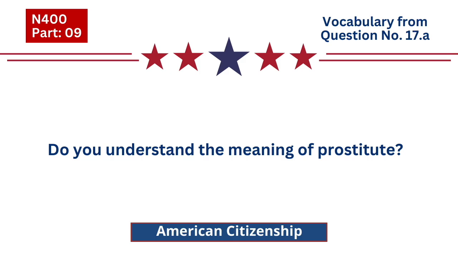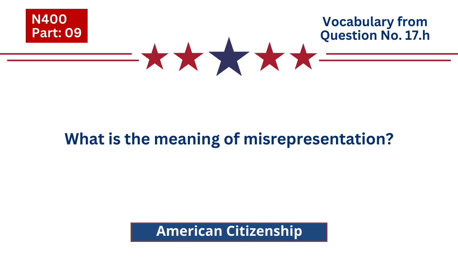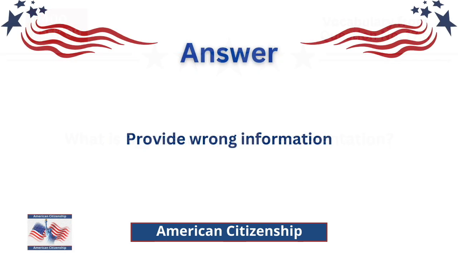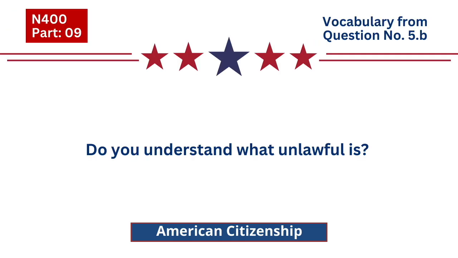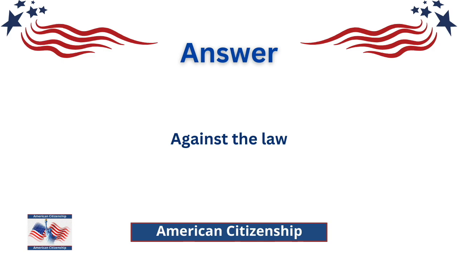Do you understand the meaning of prostitute? Someone who does physical relation for money. What is the meaning of misrepresentation? Provide wrong information. Do you understand what unlawful is? Against the law.